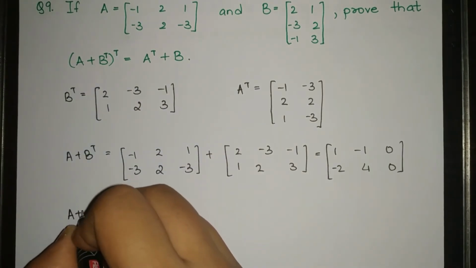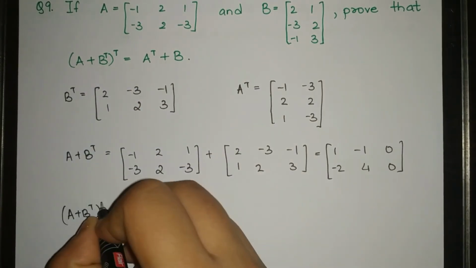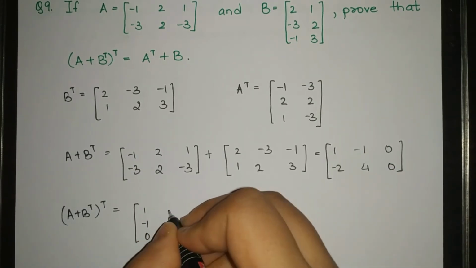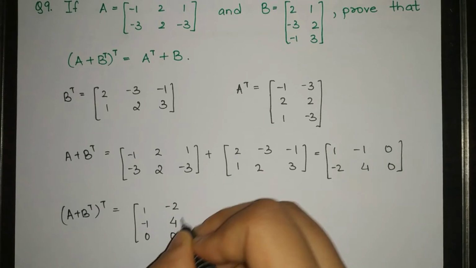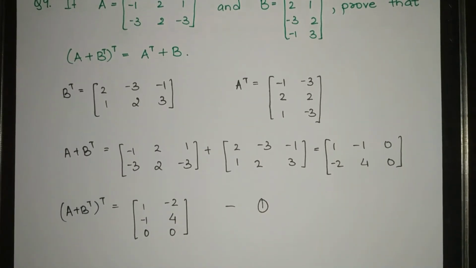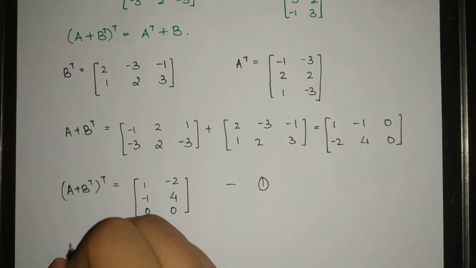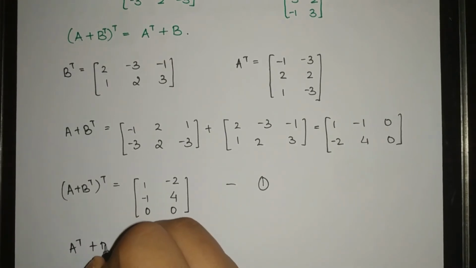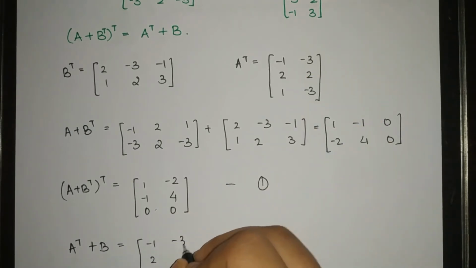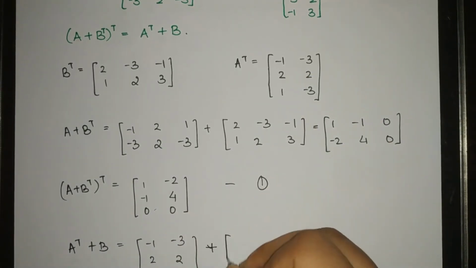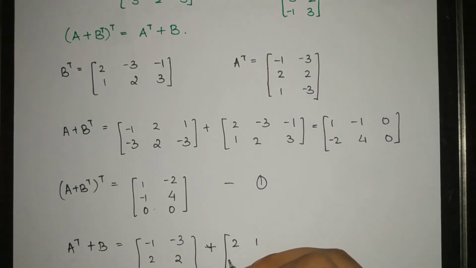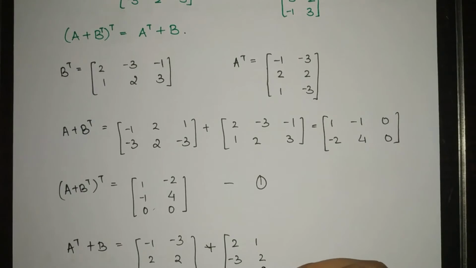So, A plus B transpose, the whole transpose is equal to, this is just going to be 1 -1 0 -2 4 and 0. Okay. Let's call this as 1. Fine. Now, let us find A transpose plus B. A transpose plus B is equal to, first let me write down A transpose. B is this matrix over here. So it's going to be 2, 1, -3, 2, -1 and 3.